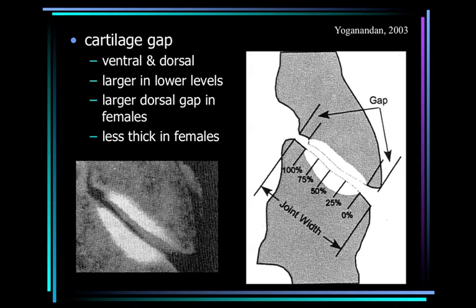The cartilage surfaces the bone of the facet in the cervical spine, but at both the anterior and the posterior aspect there is what they call a gap, both ventral and dorsal. And the gaps are larger in the lower levels of the cervical spine. But this dorsal gap tends to be longer or wider in females than in males, and as we mentioned before, the cartilage surface itself is less thick in females.